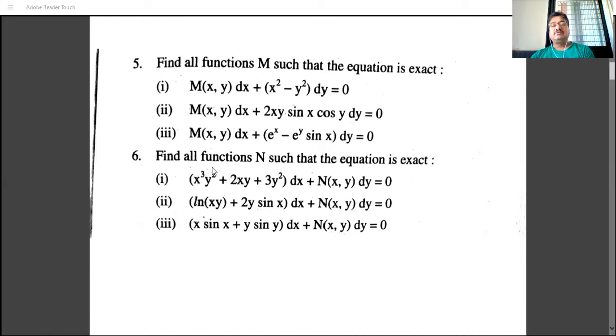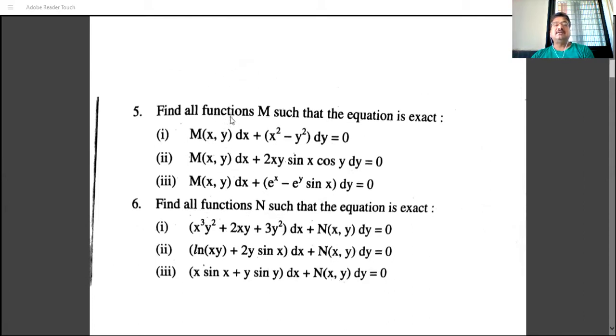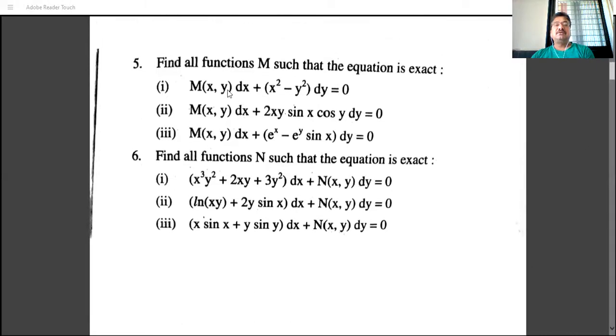In the other problem, we have to find the function N in such a way that ∂M/∂y is equal to ∂N/∂x. So assume that this differential equation is exact and then find the value of M and N. These are the problems for homework. Now the answer of problem number 5-1.